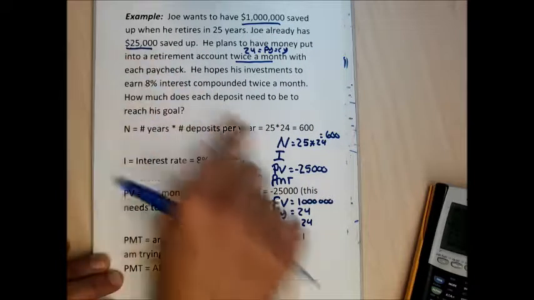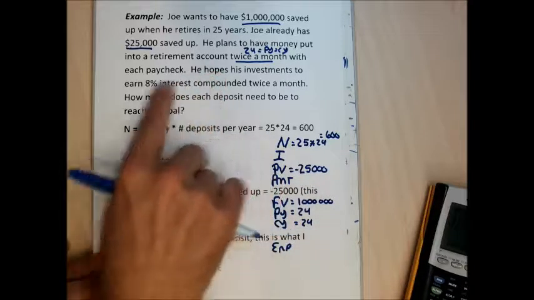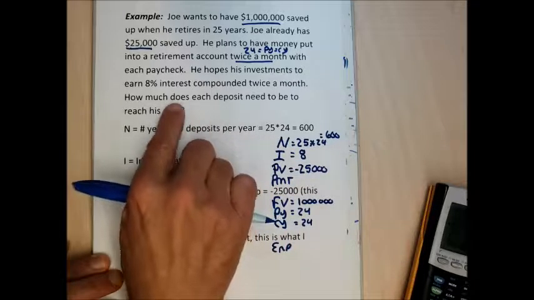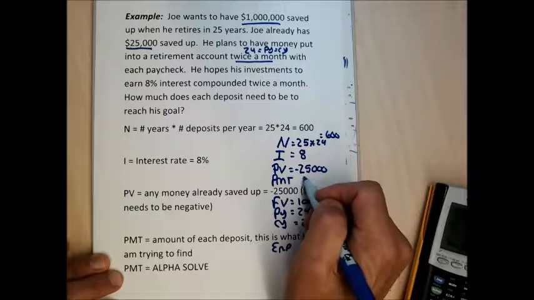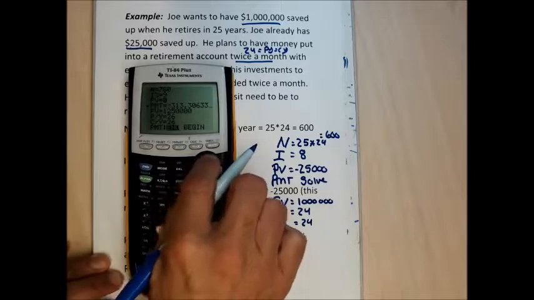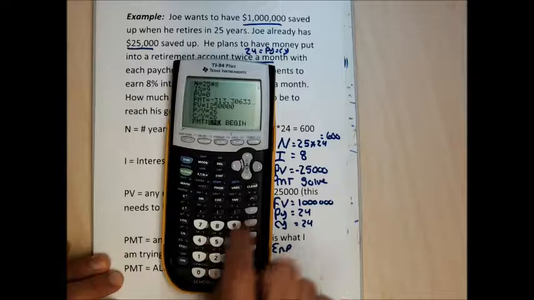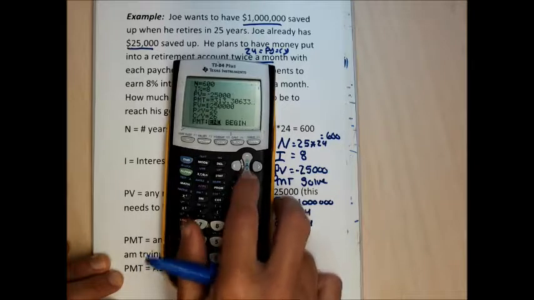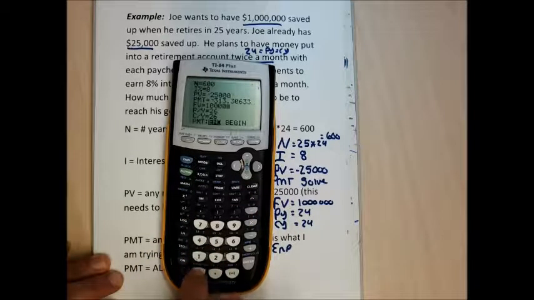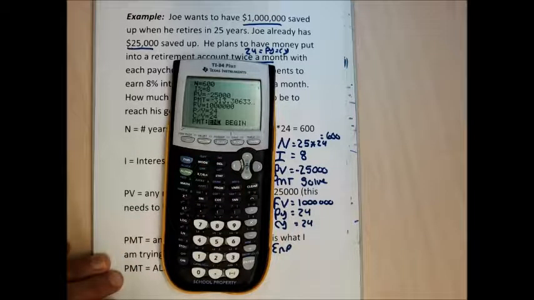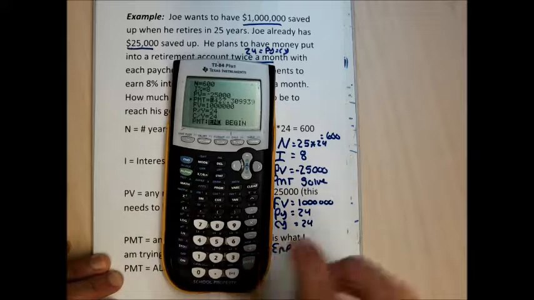The $25,000 is a PV, it needs to go in as a negative. He hopes his investment earns 8% interest, so the I is 8%. How much does he need to deposit? Well, the only thing that's blank is the payment, so I need to solve for the payment. So let me get these in here. In for the N, I'm putting 25 times 24. In for the interest rate, 8. In for the PV, negative 25,000. In for the future value, 1 million. And in for the PY and the CY, 24. Arrow up to the PMT, hit my green alpha followed by enter.